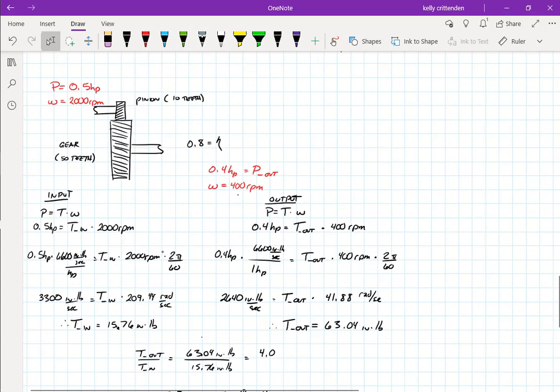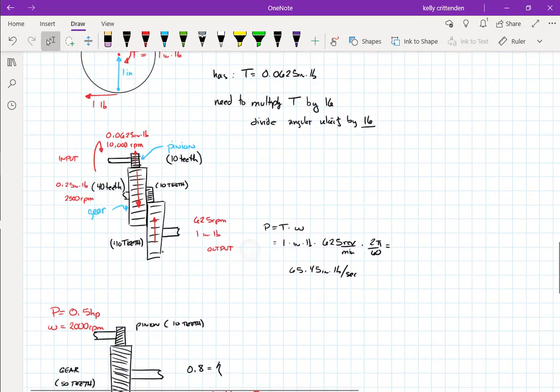So there will be probably maybe 2 problems like this, not necessarily like the power efficiency ones, but with gearing. So having to figure out if you have an input power, then what's the output power? And if you know the output power, then what's the output torque or the output speed or something like that.